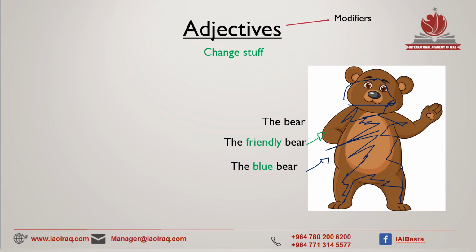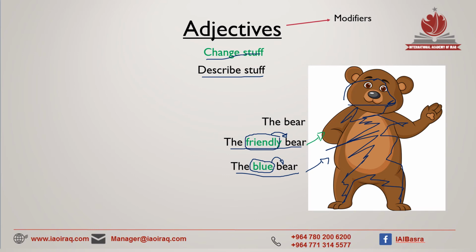So in the blue bear, in this sentence here, the word blue modifies bear. Blue is an adjective that describes bear. So adjectives change stuff and they describe stuff. So in this sentence here, the friendly bear, the word friendly is an adjective. It is modifying bear.